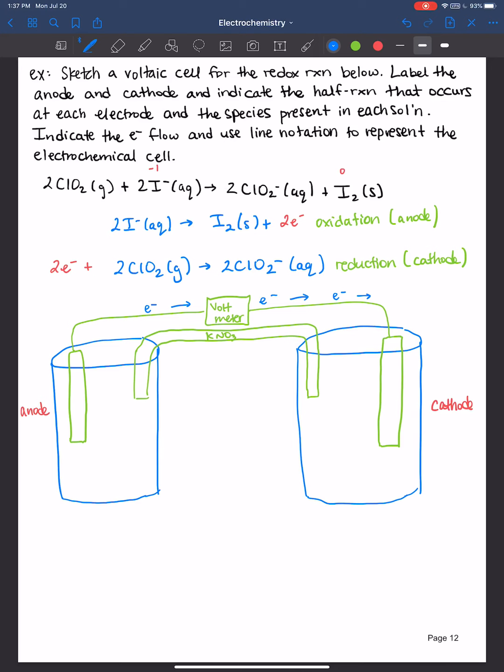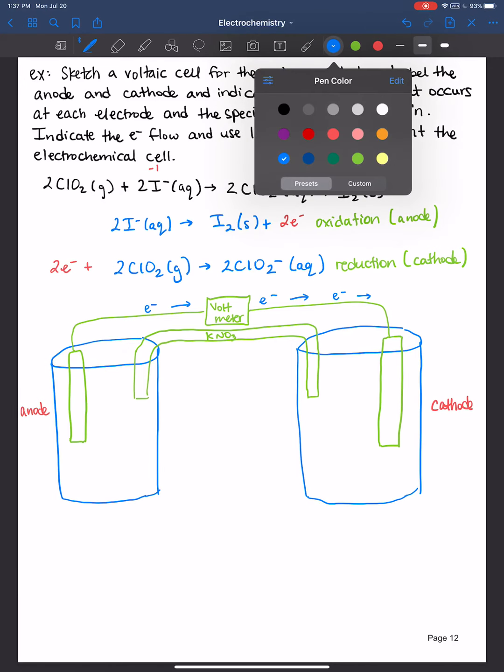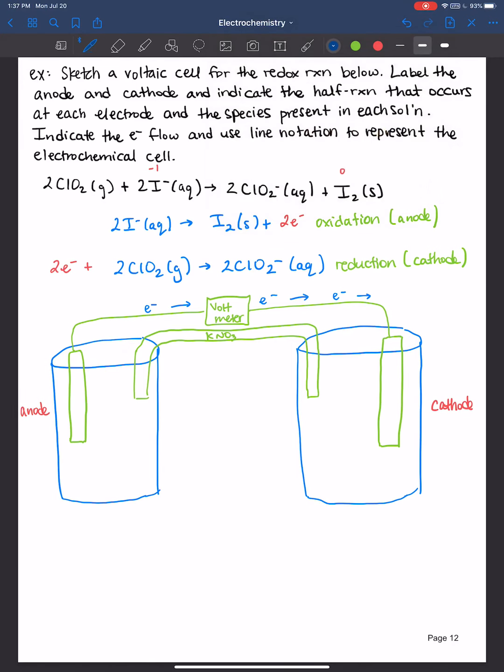And now we want to identify more specifically what are our electrodes and what's in solution. So we definitely have a solution. So we can imagine that solution, everything's submerged in the solution, the salt bridge and the electrodes, right? And in that solution, we definitely have the aqueous, right? We have the aqueous ions here, and so that's the iodide, and then the ClO2 minus here.